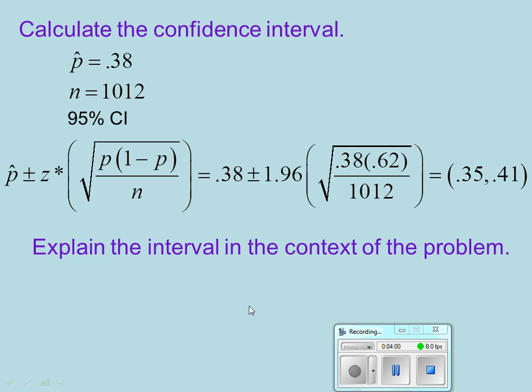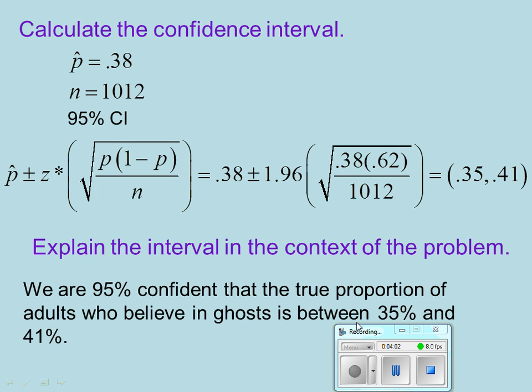Now explain the interval in the context of the problem. We are 95% confident. Again, use your recipe. We are 95% confident that the true proportion of adults who believe in ghosts, there's that context that I underlined in green, is between 35% and 41%. So there are those two blanks that I was telling you about in the recipe.